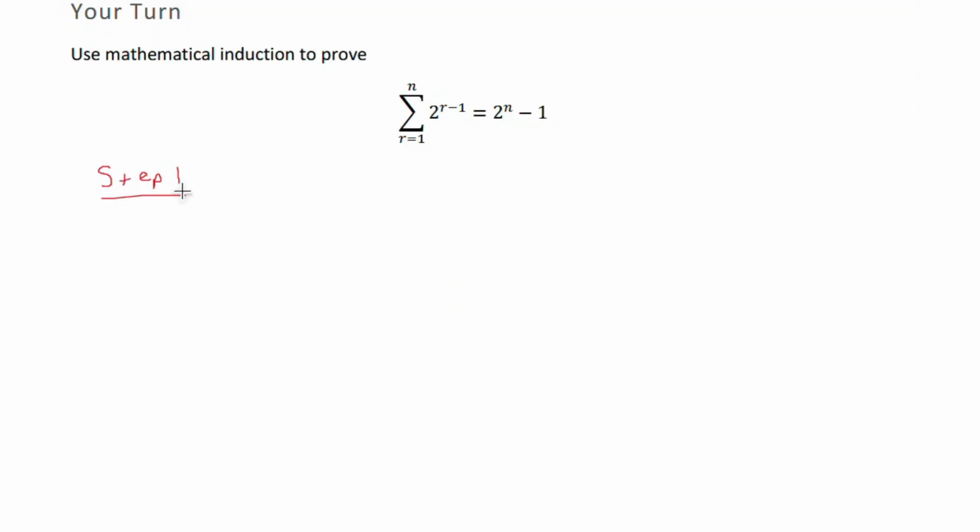Start with our base case. Step 1 is when n is equal to 1. That's the smallest value that n can take.